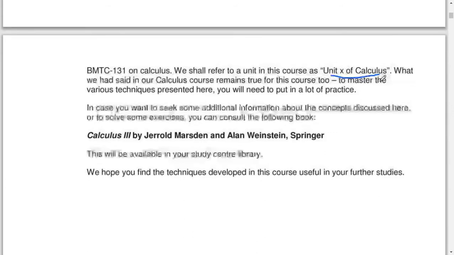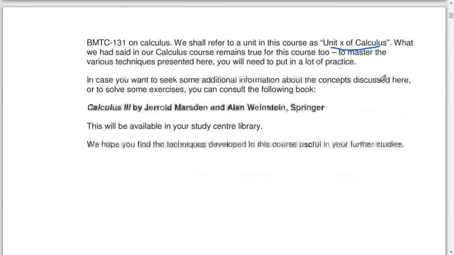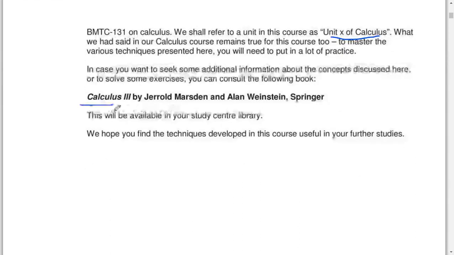In case you want to seek some additional information about the concepts discussed here, or to solve some exercises, you can consult the following book, Calculus 3 by Gerald Marsden and Alan Weinstein. This will be available in your study center library. We hope you find the techniques developed in this course useful in your further studies.